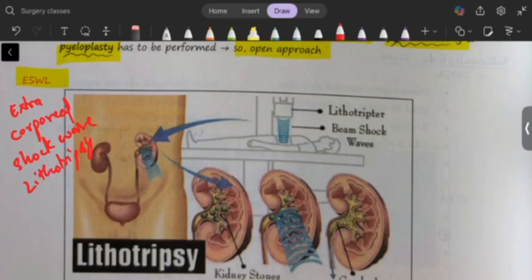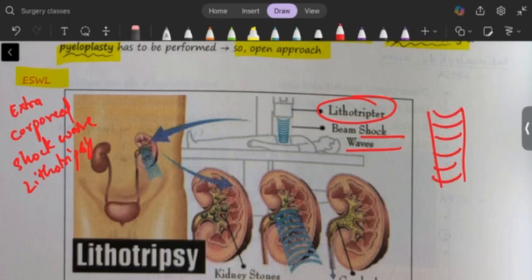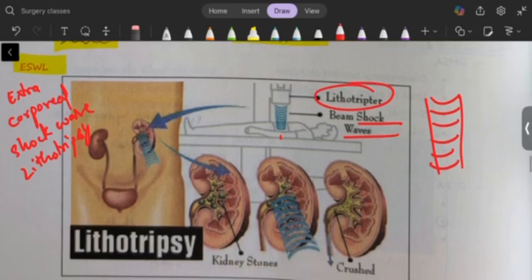So what is shown here is the basic mechanism. The patient will be lying in the supine position. Then there is an instrument called a lithotripter which will produce shock waves. It will produce a beam of shock waves, a ray, like a projection, which will be put on the kidney where the stone is. Because of this shock wave, the kidney stones will get crushed and broken into small pieces which will be excreted via urine. Okay, this is the mechanism.